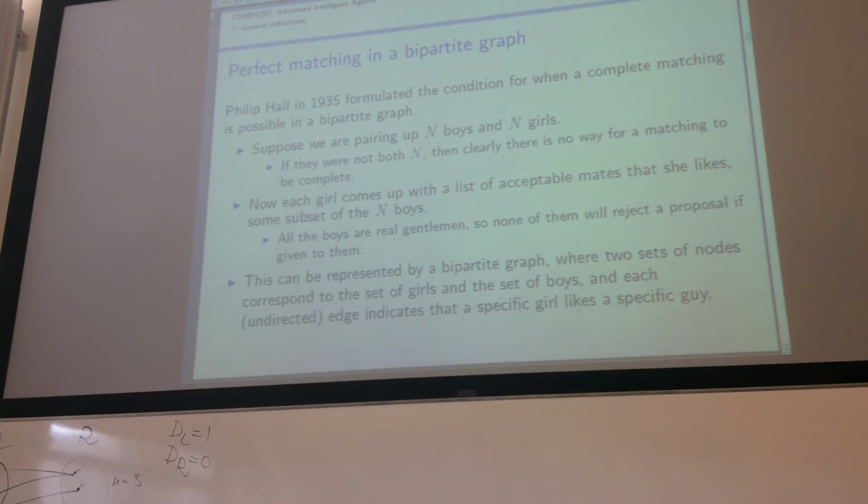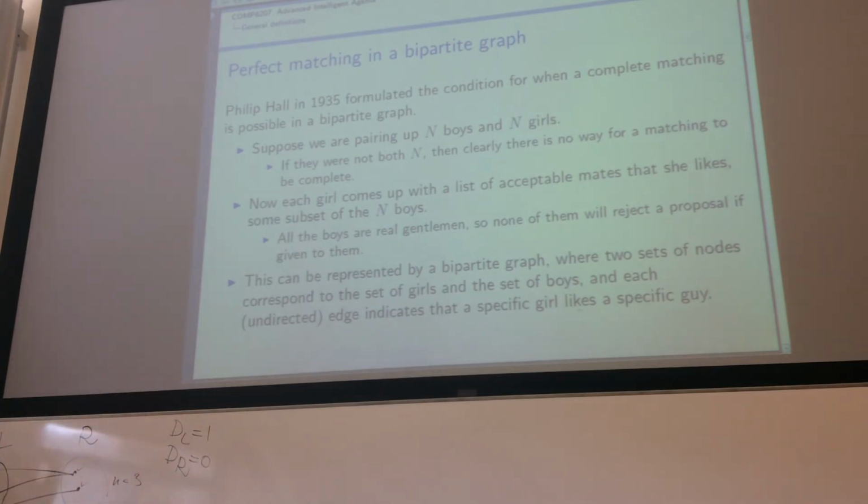They're just acceptable or not. All right, and we assume that the boys are real gentlemen, so none of them would reject any proposal if it comes up. So the first sentence, the girls have a list of acceptable mates, would be translated in a bipartite graph. So we build a bipartite graph where the boys are nodes on the left-hand side, or the right-hand side, whatever. Girls are the nodes on the other side.